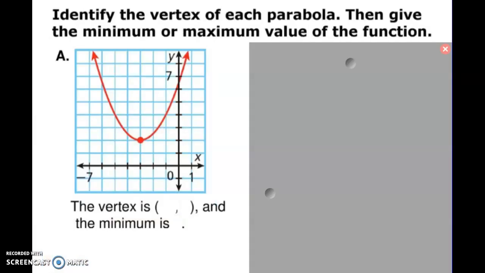For this one, identify the vertex of the parabola and then tell me what the minimum is, or the maximum. In this case, because the parabola is opening upwards, I know that I'm going to have a minimum. This is the minimum point. It's the lowest point that it will go in that particular graph. So the vertex should be negative 3, 2, and the minimum is the 2.